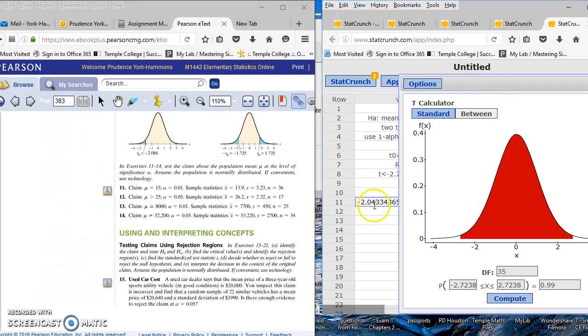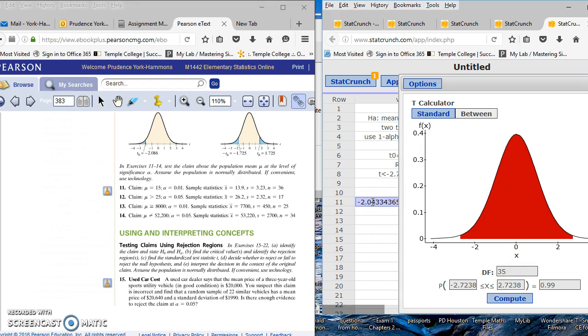negative 2.043 to negative 2.723, okay, so here's negative 2. Negative 2.04 is just barely to the left of that, and negative 2.724 is way over here. So we are not in the rejection region.